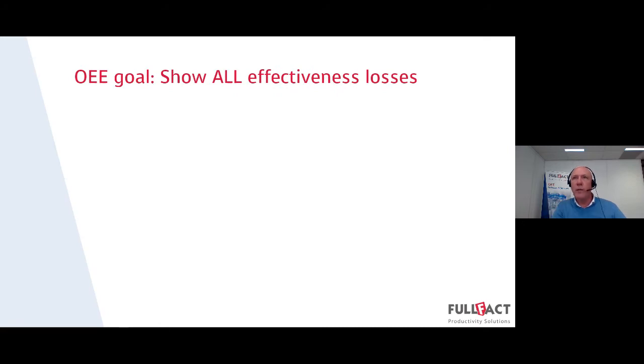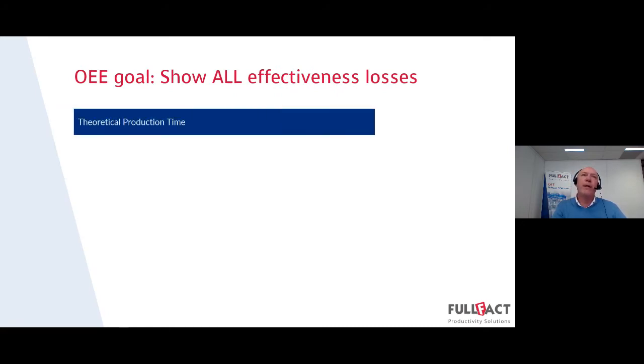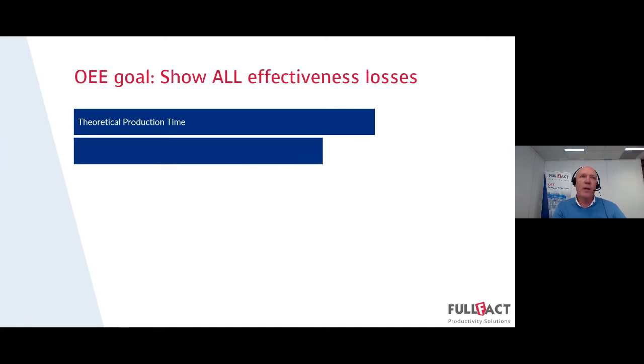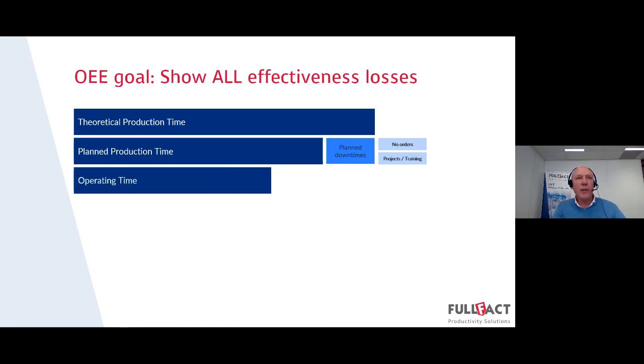OEE goal: show all effective losses. Theoretical production time, then you get your planned production time, because planned downtimes will be taken off your theoretical production time. No orders, projects, and training are examples of planned downtimes. Next one is the operating time. The operating time is what you get when you have the planned production time and you take the unplanned downtimes from it. Examples of them: failures, breakdowns, setups, and adjustments.